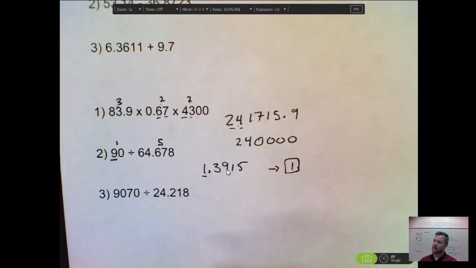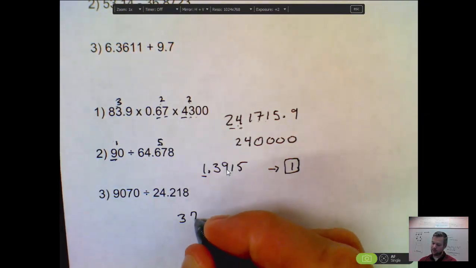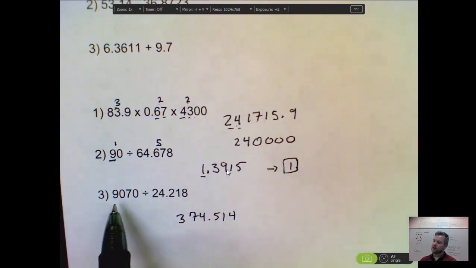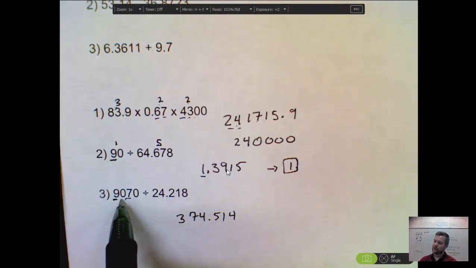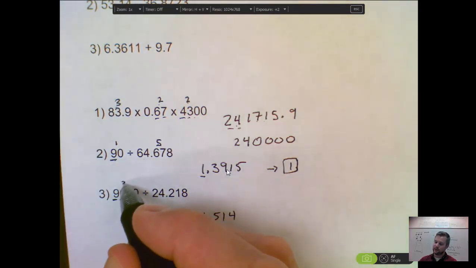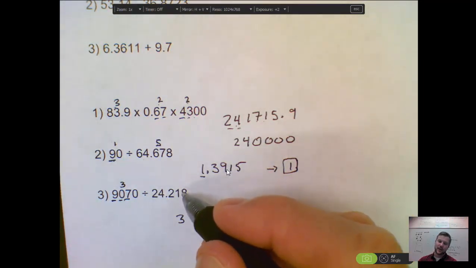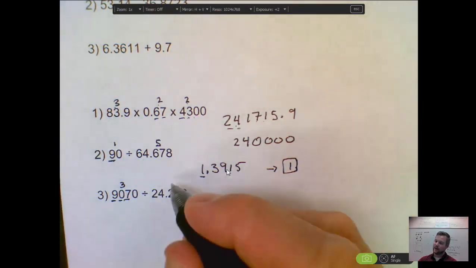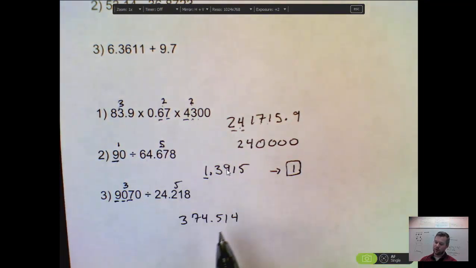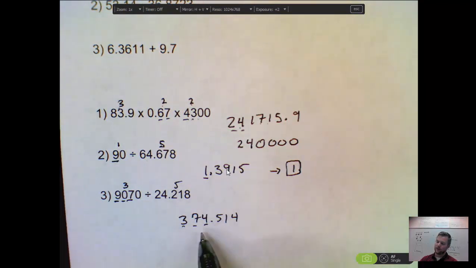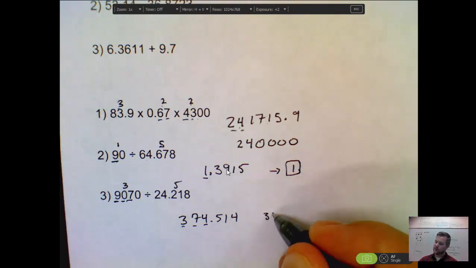Then number 3, I have 374.514. Counting these, my 9 and my 7 count, my 0 sandwich, so that makes 3 sig figs. That 0 doesn't have a drawn decimal. And then the 24.218 has 5 sig figs. Of these two, which is smaller? 3. So 1, 2, 3. 4 followed by a 0.51. So this isn't a lone 5, it's a normal 5, round up, equals 375.